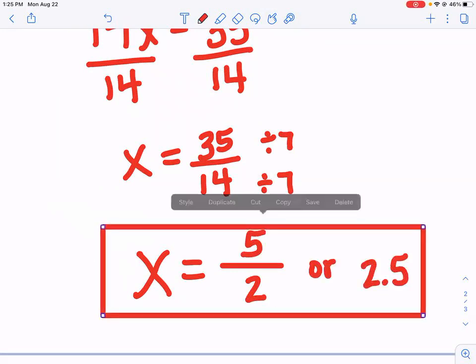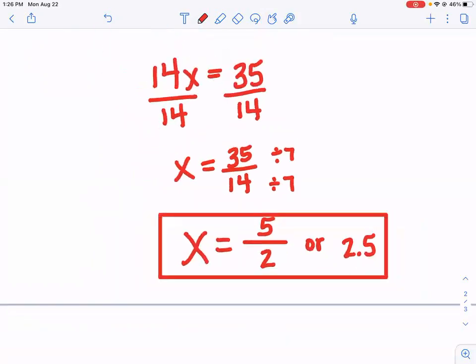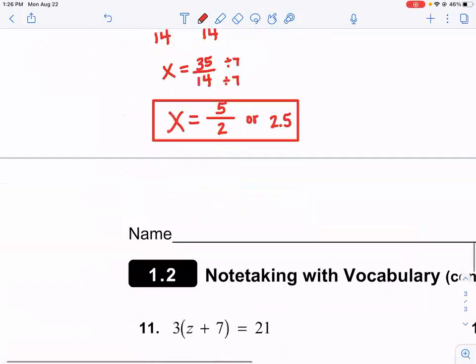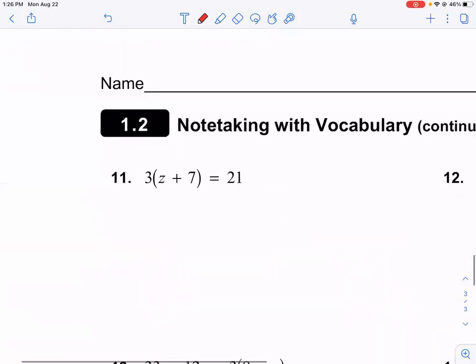I will require that if there's a fraction, it will need to be reduced if possible. So 35/14 is a fraction that we can reduce, okay? Go ahead and look over on the next page to number 11. Finally, I see parentheses. Yay.